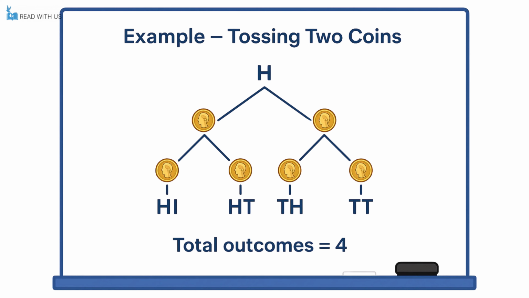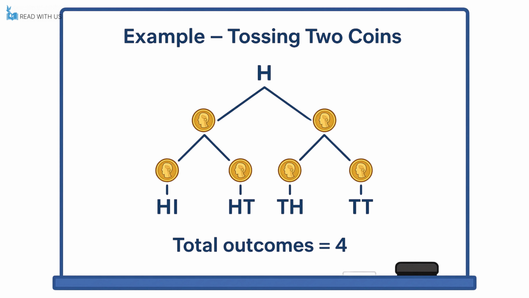Suppose we toss a coin twice. The first coin can be heads (H) or tails (T). From each of those, the second coin can also be heads or tails, so our outcomes are HH, HT, TH, and TT. A tree diagram makes this easier to visualize.